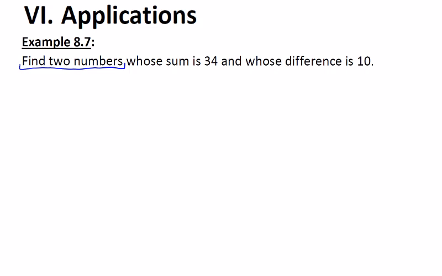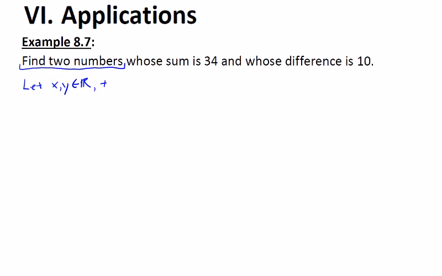So once I establish that, I will define what my variables are. I'm just going to use x and y here. I'm going to let x comma y be real numbers. I don't know which real number they are, but I know that x and y would have to be real numbers in order for their sum to be 34 and for their difference to be 10. So we'll start with that.